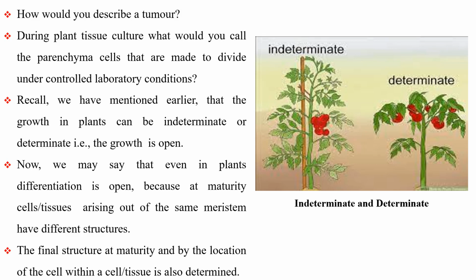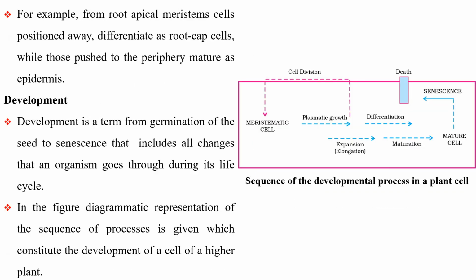Recall, we have mentioned earlier that the growth in plants can be indeterminate or determinate, that is, the growth is open. Now, we may say that even in plants, differentiation is open because at maturity, cells or tissues arising out of the same meristem have different structures. The final structure at maturity is also determined by the location of the cell within the tissue. For example, from root apical meristem, cells positioned away differentiate as root cap cells, while those pushed to the periphery mature as epidermis.